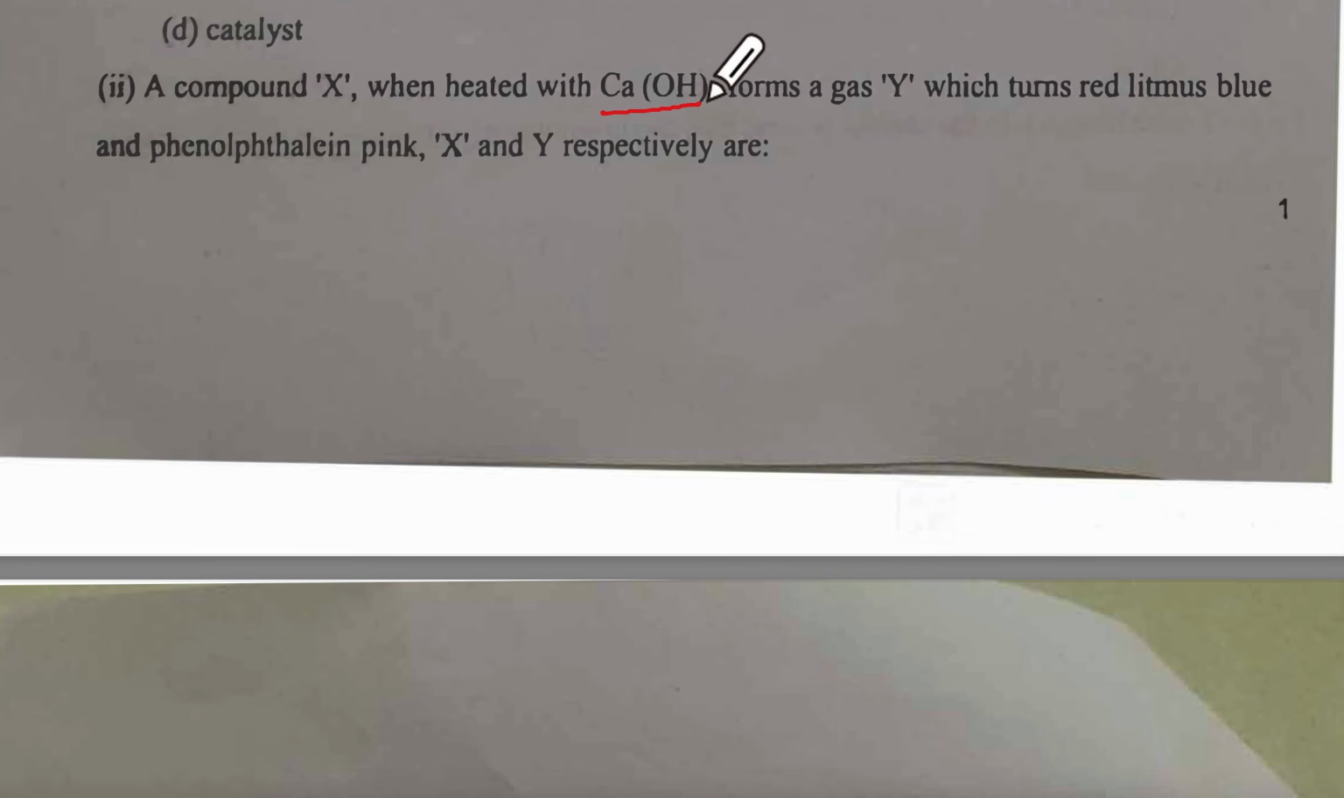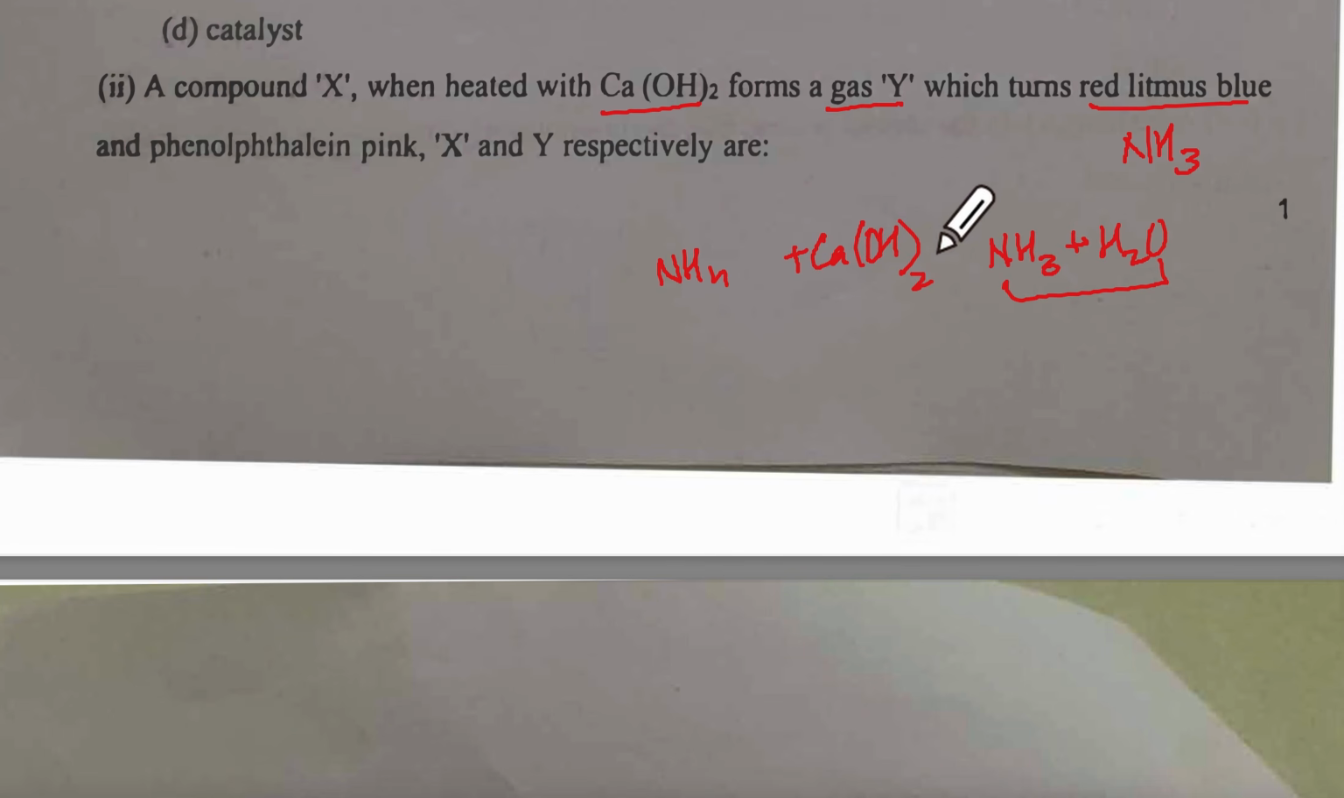Compound X when heated with Ca(OH)2 gives a gas which turns red litmus blue, means alkaline, means it is ammonia. So your thinking step is going to be your ammonia will come with this package deal, which means I will have NH4 in one compound plus Ca(OH)2. Correct? So I will have this becoming an NH4OH, which is NH3 H2O. Correct? So this will be an ammonium salt. A compound X with this, so this is your X and this is your Y. This is your thinking step.